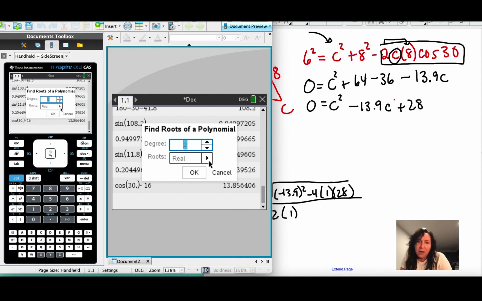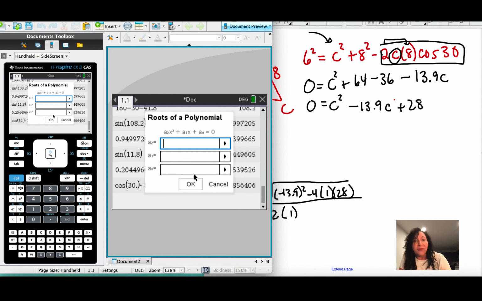Yes. Is it real? You have to tab through this, because if you arrow down, it decreases the degree, right? It goes down to 1. So I'm going to tab through that. Real, yes, I want real values only, because otherwise it's not a triangle. Okay, so now it's asking me what are the values of A, B, and C, the values in front of these. So the value in front of c squared is 1.